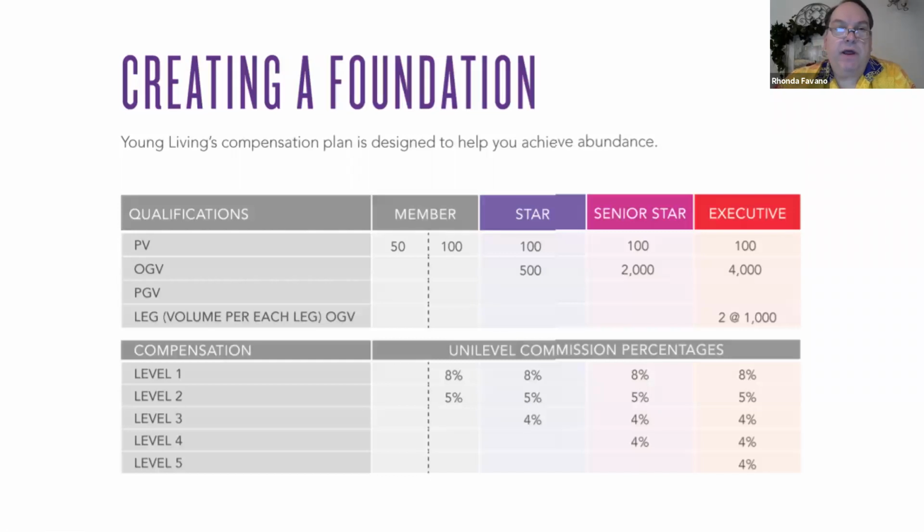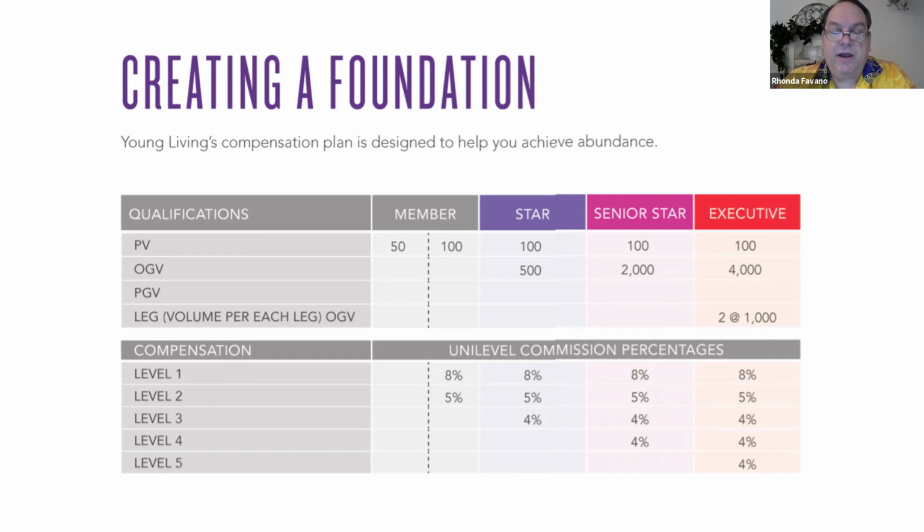Here goes the comp plan. Right, members don't have OGV over 500. If you order 100 PV, you earn commission. And what we're looking at here is commission. Remember, to get those bonuses we were talking about, you have to have 50 PV of your own order.